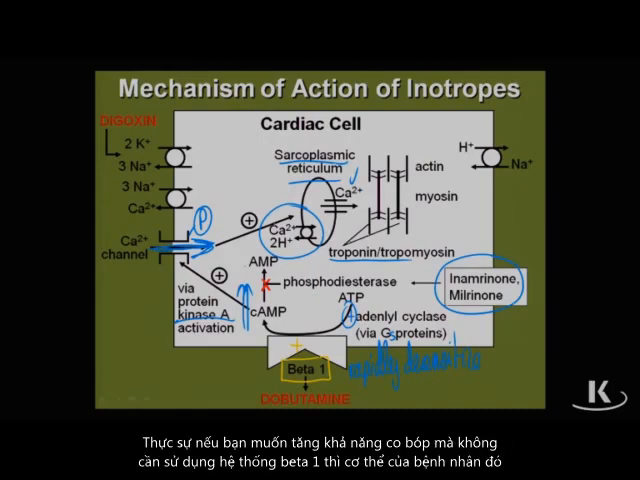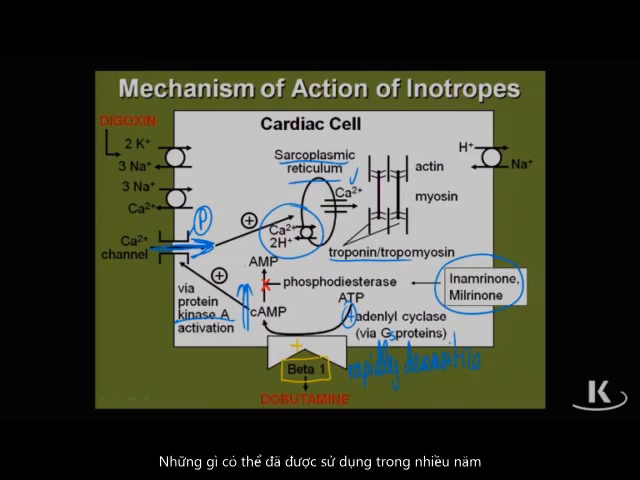Really, if you want to achieve increased contractility without using the beta-1 system that the body of that patient might have been using for years prior to actual diagnosis, well, then you need to use a drug that works with toxicology in mind, much more than pharmacology. And this is the drug digoxin on the top left of your diagram.